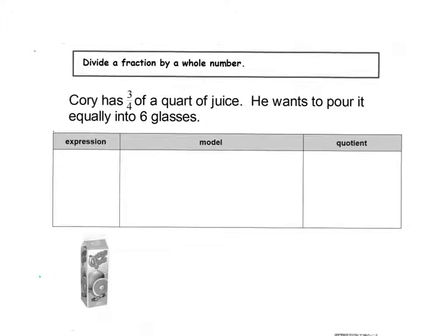Hey, welcome back. We are ready for the next part here. We are now going to see what happens when we divide a fraction by a whole number.